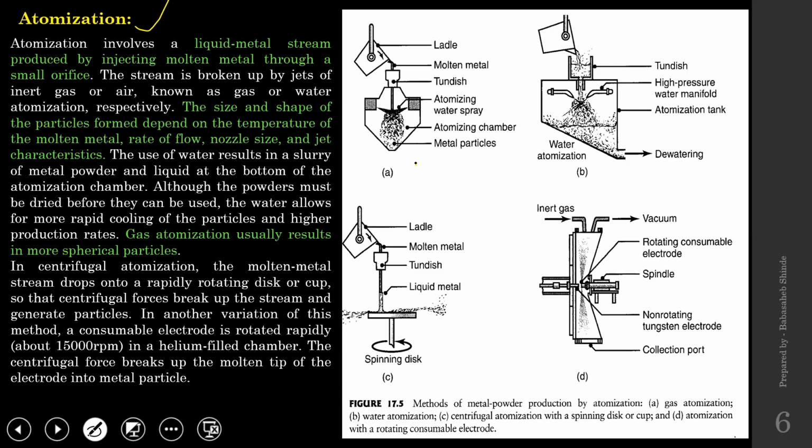Like when gas or air is used as a working fluid, when water is used as a working fluid, or when that molten metal is allowed to fall on a rotating disc, or in the last case, the metal rod will be heated up to melting temperature and the same will be rotated with a high speed, so that the melting end will continuously get converted into metal powders. And all these techniques are part of atomization. So this is the first method that is used for the production of metal powders.